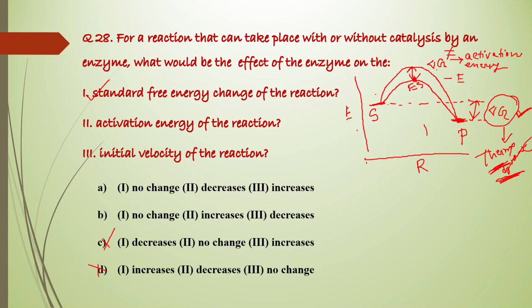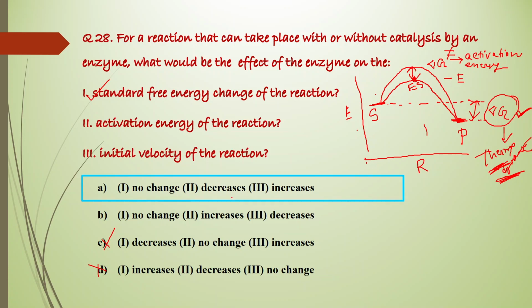Your delta G double dagger, which is a kinetic parameter, decreases. That means the activation energy that you require to reach the transition state has decreased. We all know that a catalyst decreases the activation energy that is required. So option 2 should be decreased. So we already know which option should be the correct one. 1 has no change, 2 decreases.